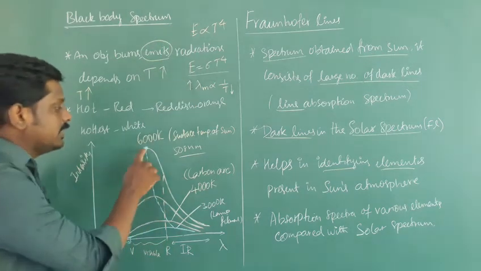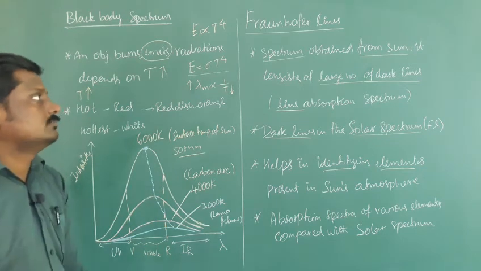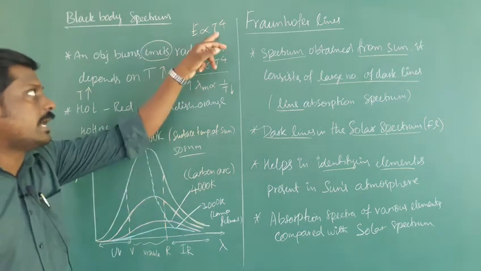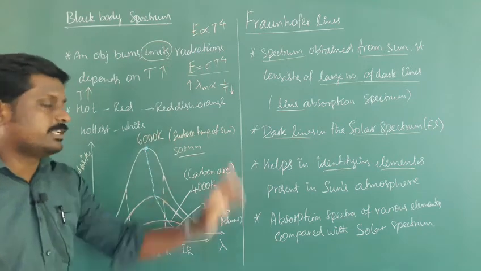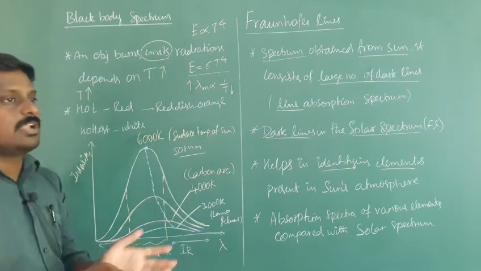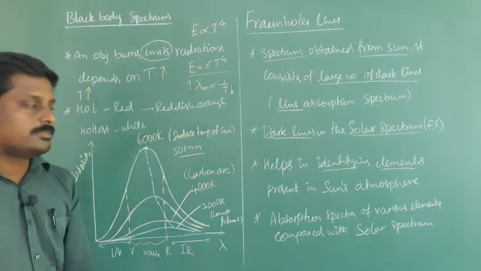At 6000 Kelvin, the intensity is maximum. At maximum temperature, energy is maximum. So 6000 Kelvin is the surface temperature of the sun. Here the sun is a black body, so we are analyzing the black body spectrum of the sun.